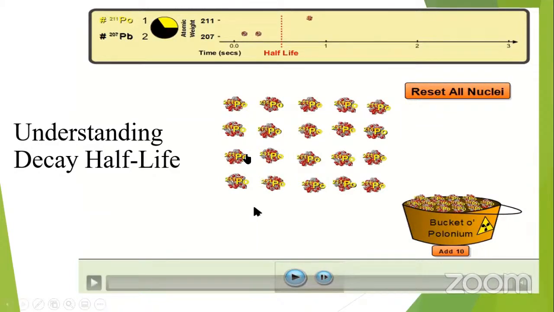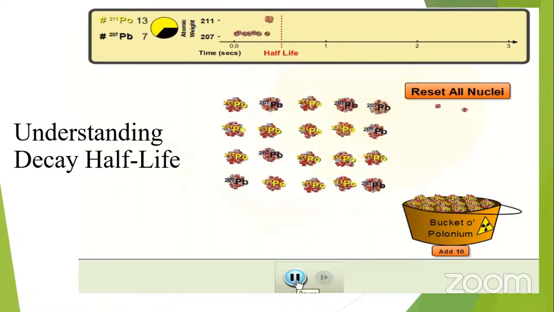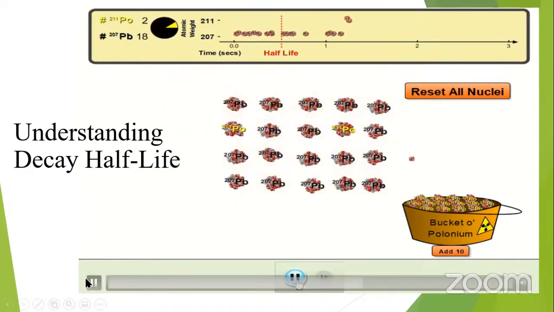The main purpose of understanding half-life is that initially we have 20. After one half-life, it will remain 10 only. Again, it's all based on probability. Then after another half-life, it remains 5, then another half-life, it remains 2.5, something like that. That's the understanding of decay half-life.